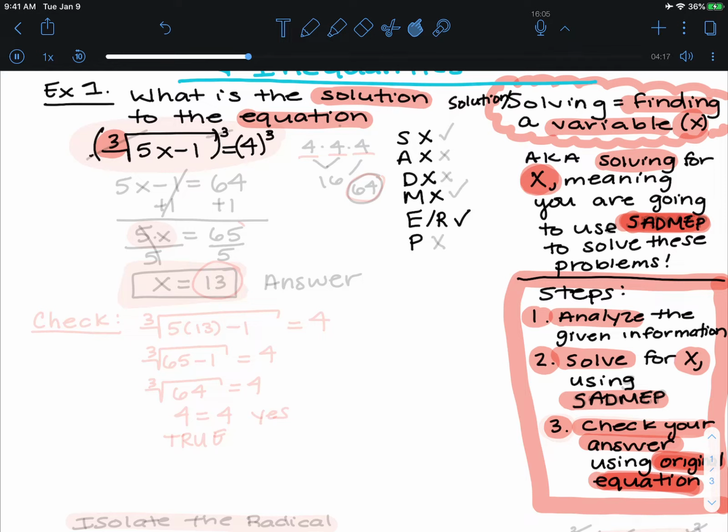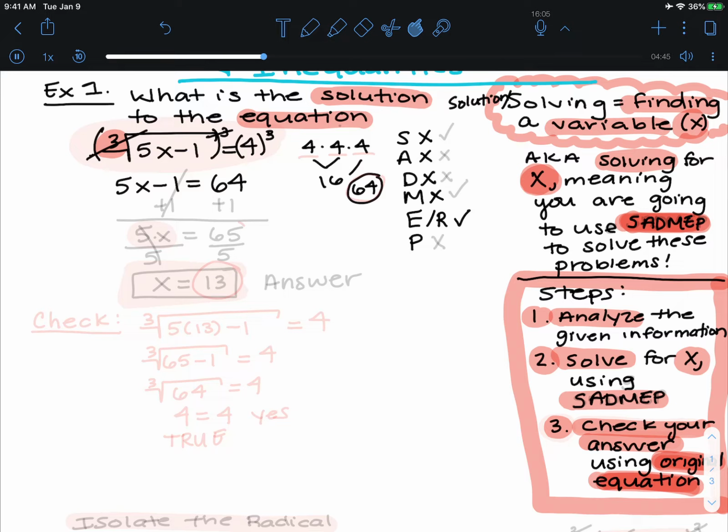Okay, so now what you do to one side, you do to the other. This right here cancels out. So now I'm going to be left with 5x minus 1 equals 4 to the power of 3. Well, what's 4 to the power of 3? That means you're going to get 4 times 4 times 4. So what's 4 times 4? 16. 16 times 4, 64. If you need to do the math on the side to figure that out, please do so.